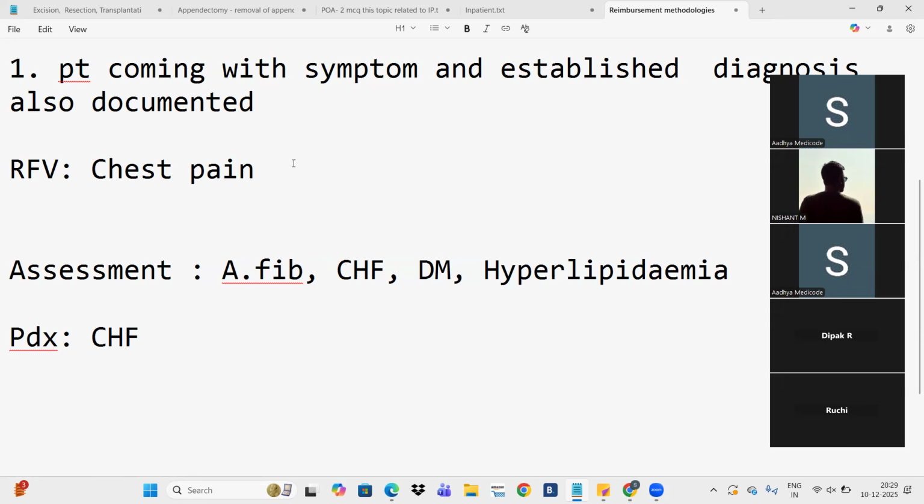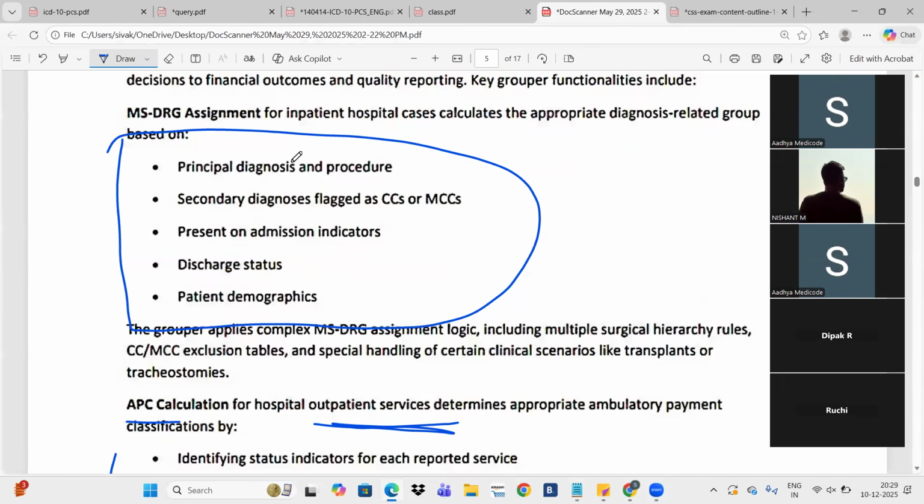And where do we find that DRG value? We can't find it in the book. This is the software thing while you are coding. If you add all these DRG factors, if you arrange the codes, the PDX, SDX, POA, discharge status, patient demographics, the DRG value automatically reflects.